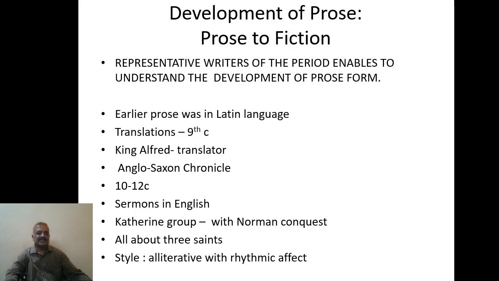King Alfred encouraged translations, and he himself translated many literary works into English. Anglo-Saxon chronicles are the best early prose writing. Around 12th century, sermons were written in English to make accessible to the common man. The very important and remarkable work in English language is translation of Bible into English. John Wycliffe translated Bible into vernacular language.